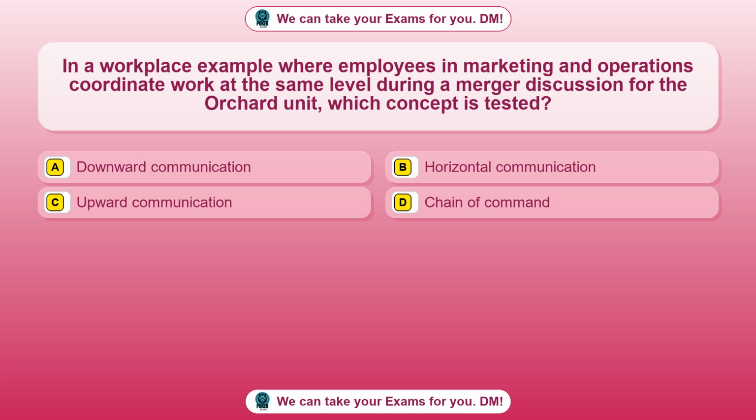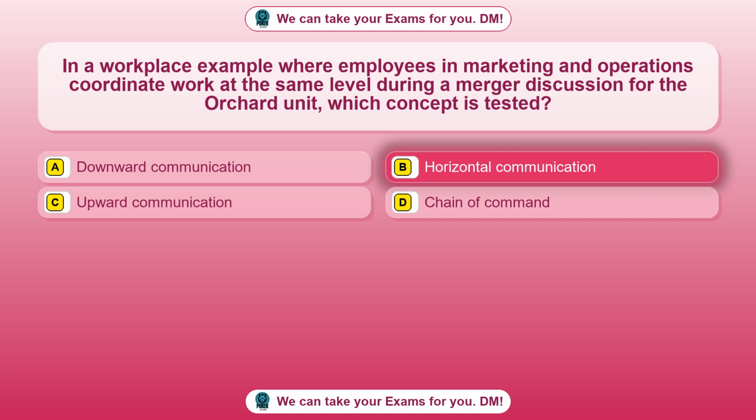In a workplace example where employees in marketing and operations coordinate work at the same level during a merger discussion for the Orchard unit, which concept is tested? Option A, downward communication. Option B, horizontal communication. Option C, upward communication. Option D, chain of command. The correct answer is option B, horizontal communication.